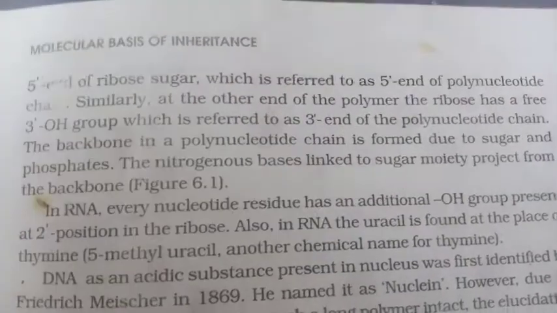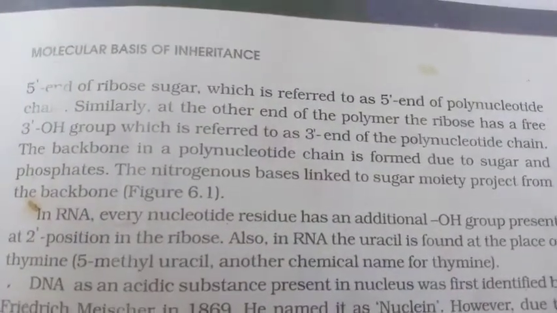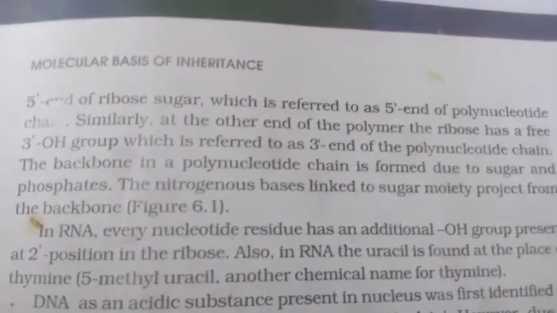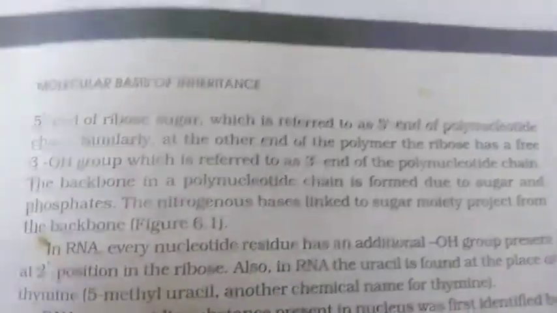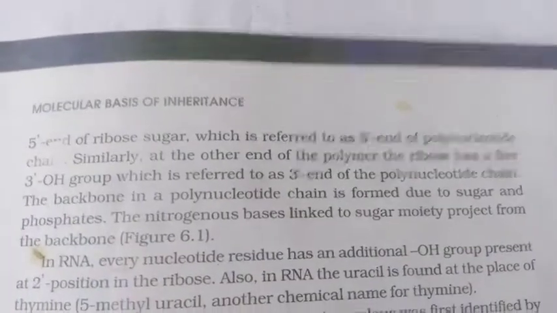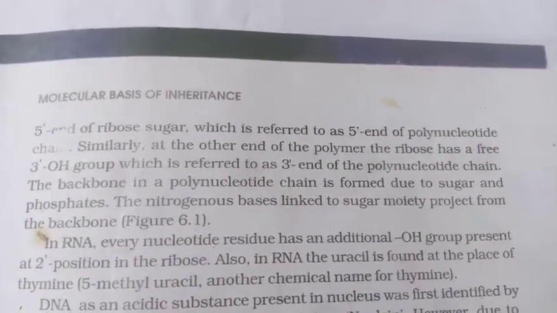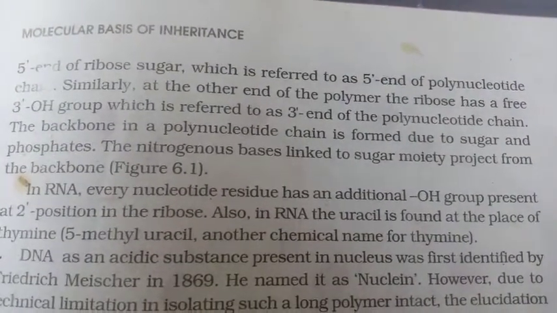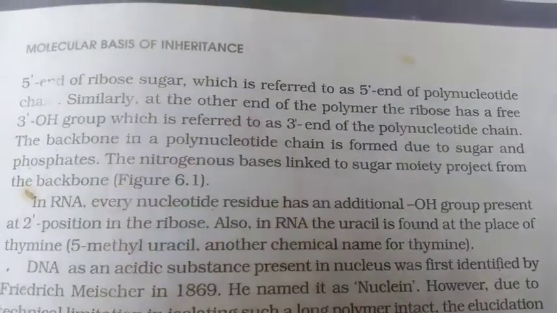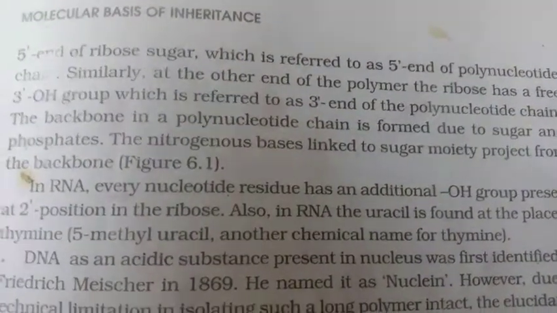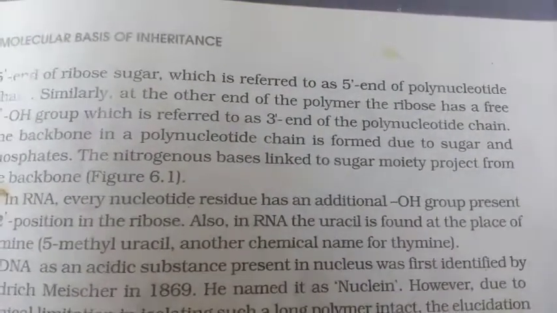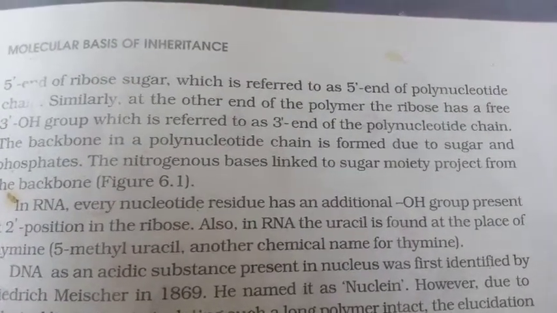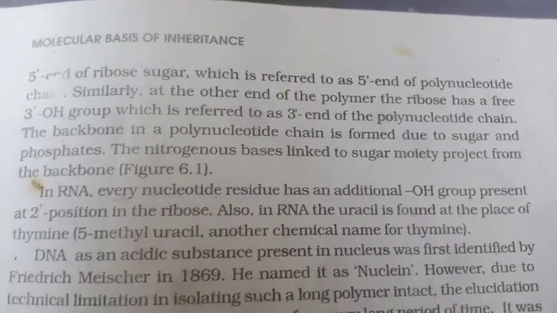The backbone in a polynucleotide chain is formed due to sugar and phosphates. The nitrogenous bases linked to the sugar moiety project from the backbone. And in RNA, every nucleotide residue has an additional OH group present at the 2' position in the ribose sugar. Also in RNA, uracil is found at the place of thymine, that is 5-methyl uracil. This is another chemical name for thymine.